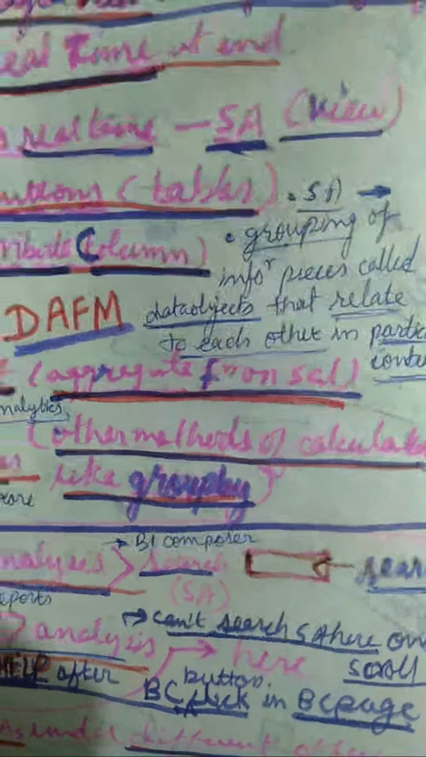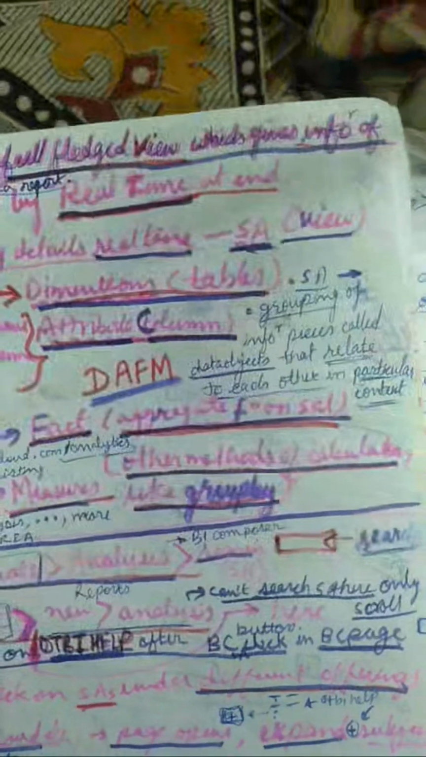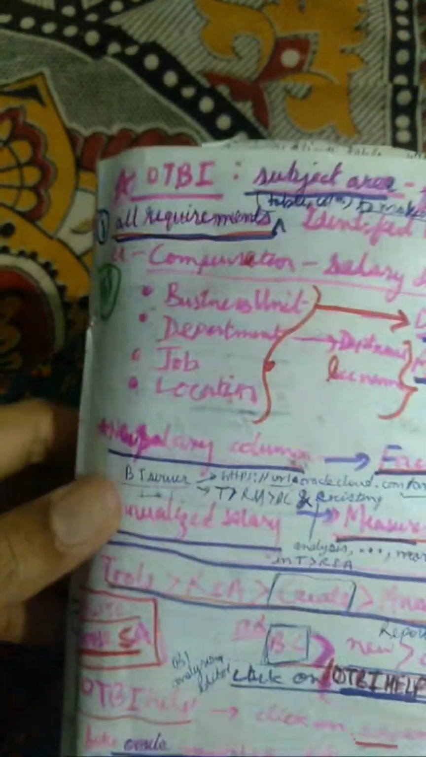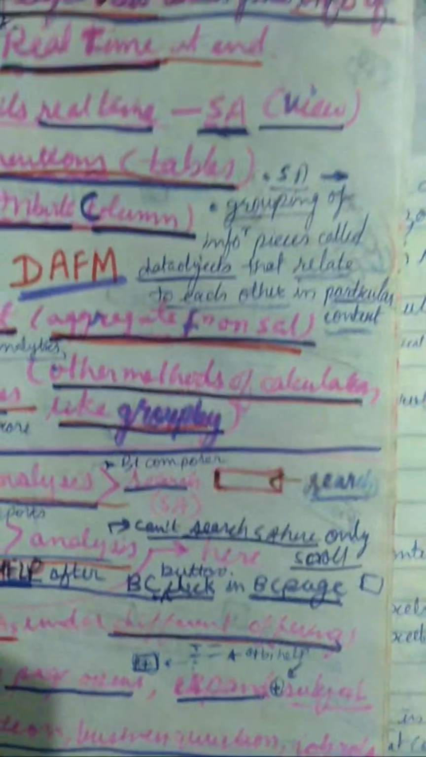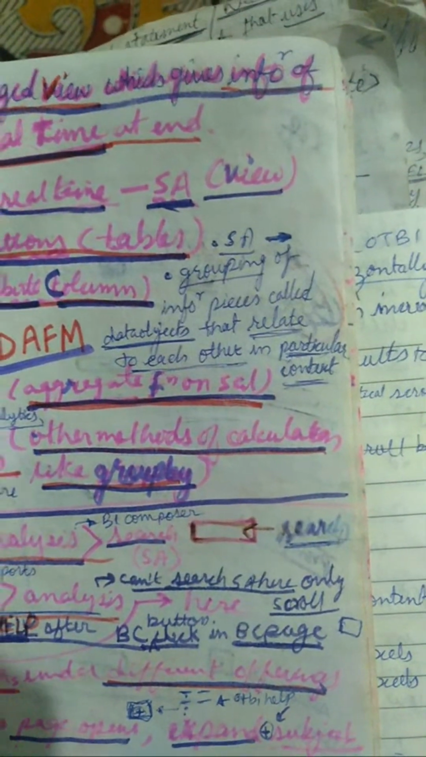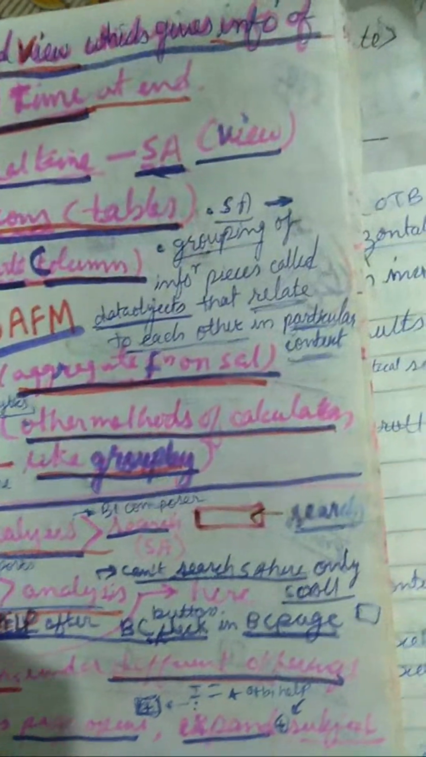About the subject area here. Not only is it a full-fledged view which gives the information about all the requirements to make a report, there is another definition for subject area: a grouping of the information pieces called data objects that relate to each other in a particular context.